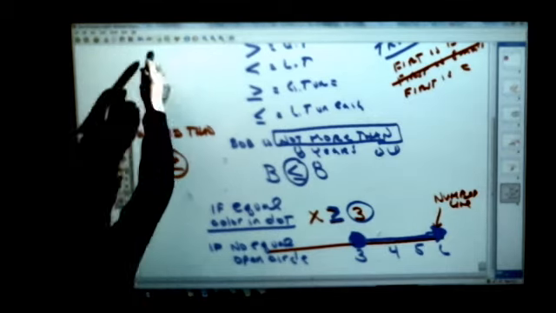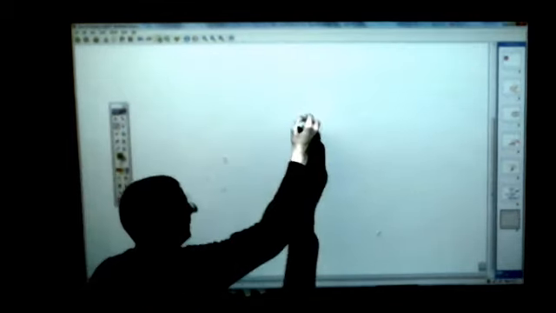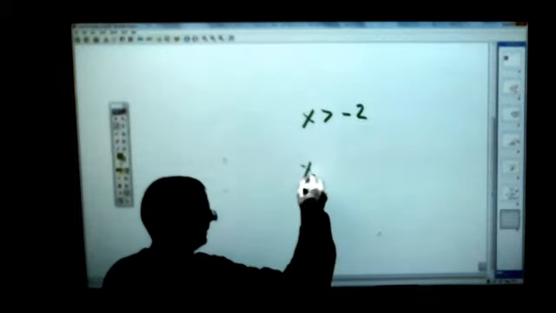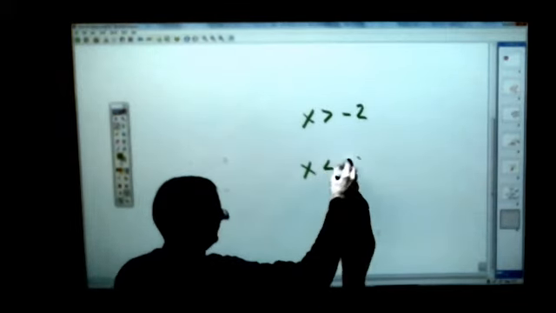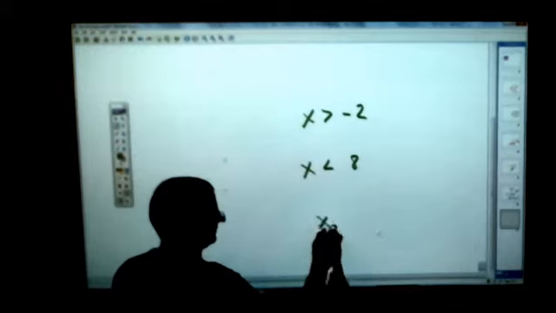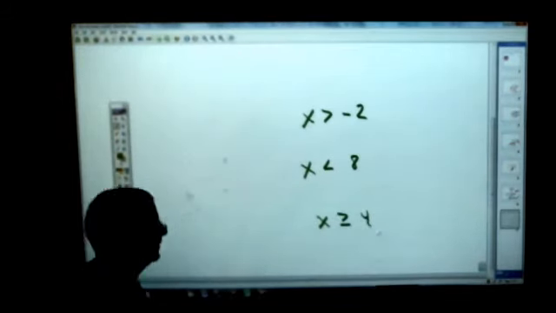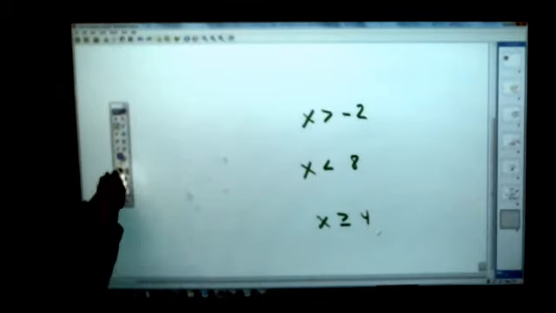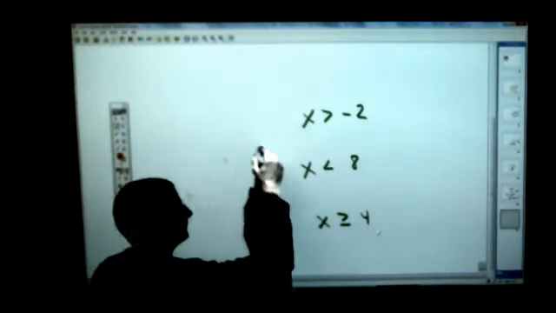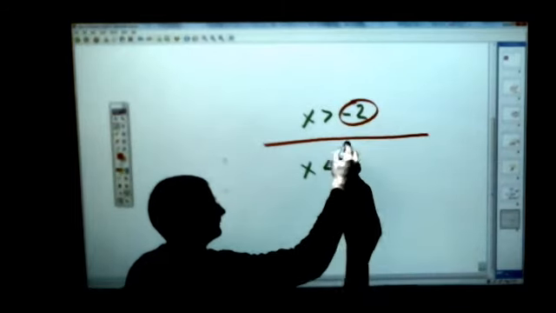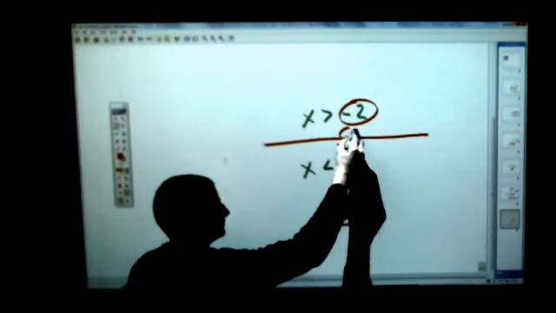Let's look at just a few here. So how about this? X is greater than -2. X is less than 8. X is greater than or equal to 4. Graphing these could not be any easier. Again, you just put a -2 on the line, put a circle there.